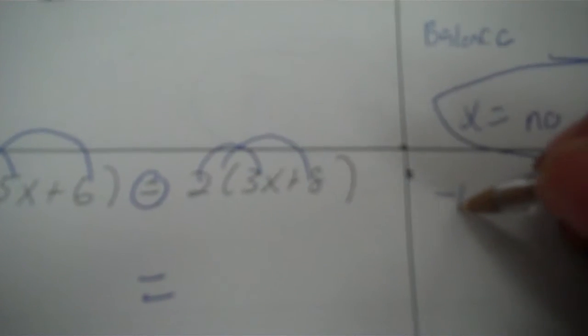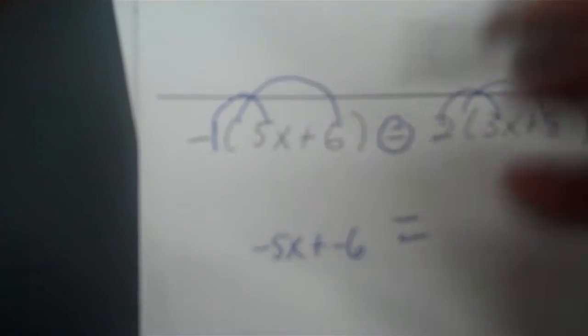So negative, or rainbow, sorry, okay? So I'm going to take negative 1 times 5x and negative 1 times 6. So it's negative 5x, and that's negative 6. Okay, so negative 5x plus negative 6, that's over here. Cross those out, and the number outside. And over here, 2 times 3x and 2 times 8, and that's 6x, and that's 16. Okay, and that's over here, 6x plus 16.